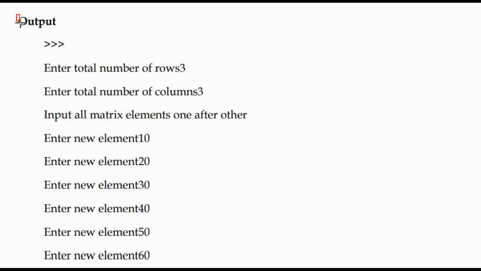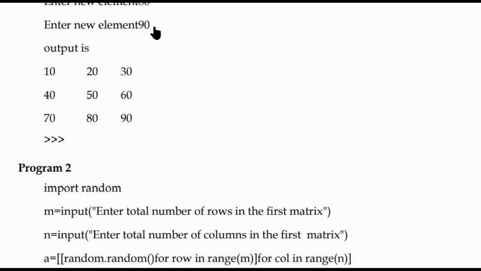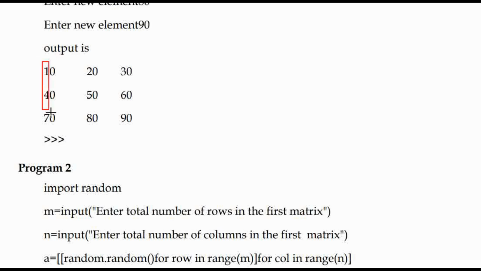This is the output of the program. Look at here. Enter total number of rows 3, enter total number of columns 3, input all matrix elements one after other, enter new element 10, enter new element 20, 30, 40, 50, 60, like that, and up to 90. They are input numbers and output is starting from 10 to 90. This is our matrix.